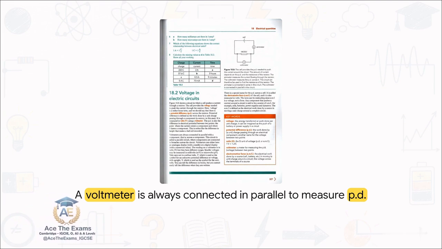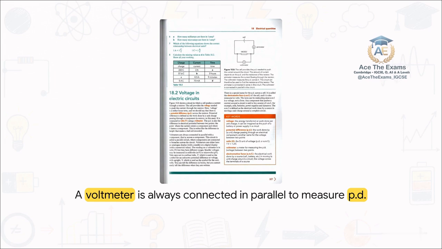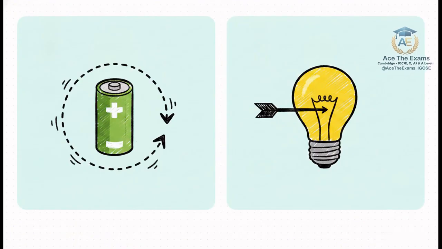Why? Because it's measuring a difference in potential between two specific points. It's looking at the energy the charge has before it enters the resistor and comparing it to the energy it has after it leaves. Alex might write a whole paragraph about the internal workings of the meter here, but the automated, correct response is simply, a voltmeter is connected in parallel to measure potential difference. Keep it crisp.